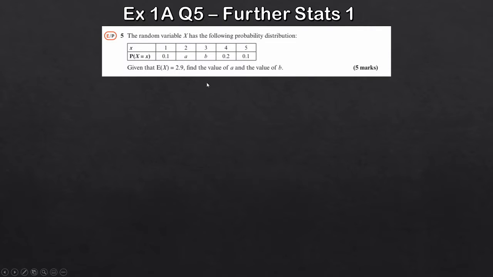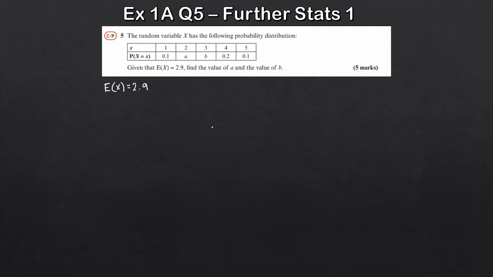So first question is from exercise 1A, question 5. We've got discrete random variables, and we have the random variable x, which has the following probability distribution. What it's doing is we're going through x 1 to 5. When x is 1, the probability that x is 1 is 0.1. When x is 2, the probability is a. When x is 3, the probability is b, for example. We're told E of x, so this is the mean, is 2.9. We're just asked to find the value of a and the value of b.